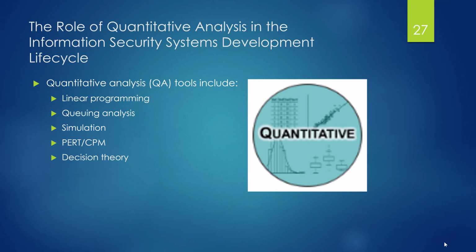Welcome to the fifth of 6 videos looking at Chapter 5 of Wheeler's most excellent book on risk management and risk statements. What we're doing here is looking at some of the additional readings that I've associated with the book. In this case, we're looking at quantitative analysis and a number of different tools. During this video we're going to look at these 5 tools: linear programming, queuing analysis, simulation, PERT/CPM, and decision theory, and then define them.